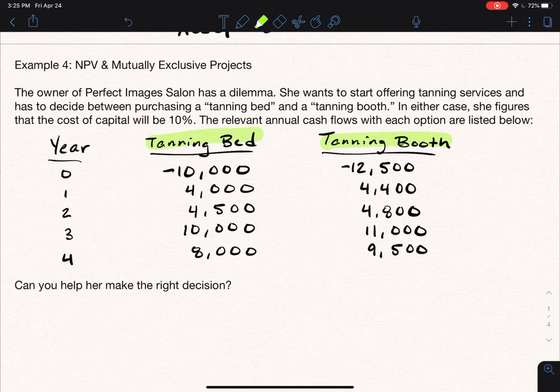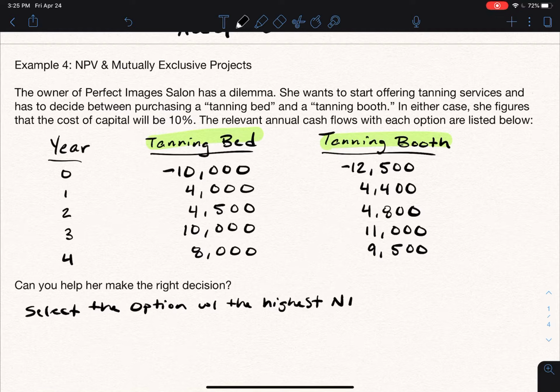So in this case, what financial managers recommend is to select the option with the highest net present value, okay? So whichever project has the highest net present value, it is also the most profitable.